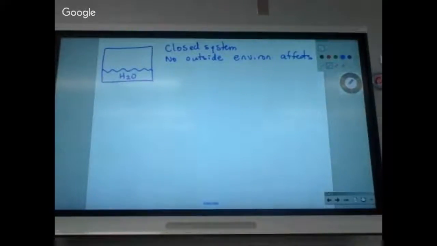So when the water evaporates, it's staying inside the box. When it condenses, it's staying inside the box. Nothing is leaving the box. Nothing is entering the box. Okay, the container is completely sealed.